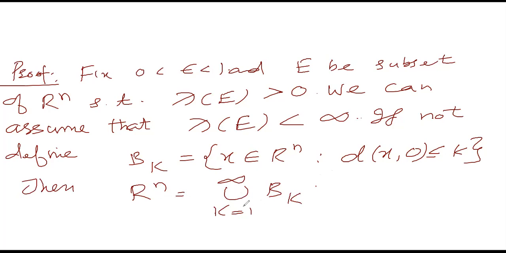Rn is equal to the union, k runs from 1 to infinity. You can easily verify. Choose any x belonging to Rn, and then x must be in some ball with center at 0 and some positive integer radius. So it's in some ball, and each ball is a subset of Rn, and therefore the union is a subset of Rn. So that's simple actually. This Rn is a subset of that union.